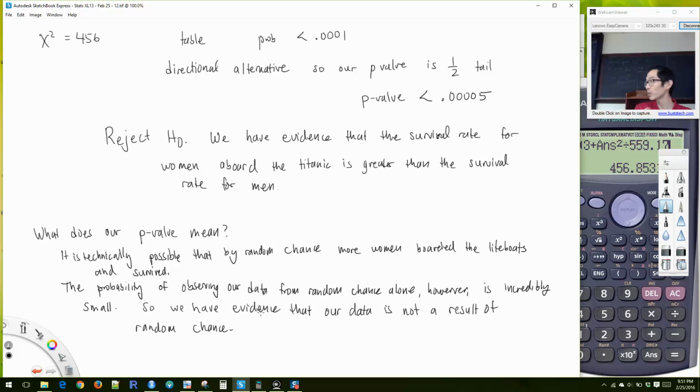Okay, so we can't make causal inference. Because as far as the data goes, someone could look at this and just say, oh well, women are more apt for survival in, I don't know, cold water. Which might actually be true. I don't know, but it probably wouldn't account for this kind of difference.